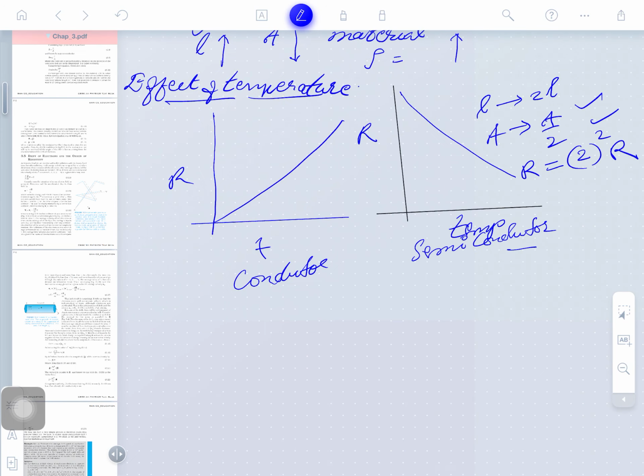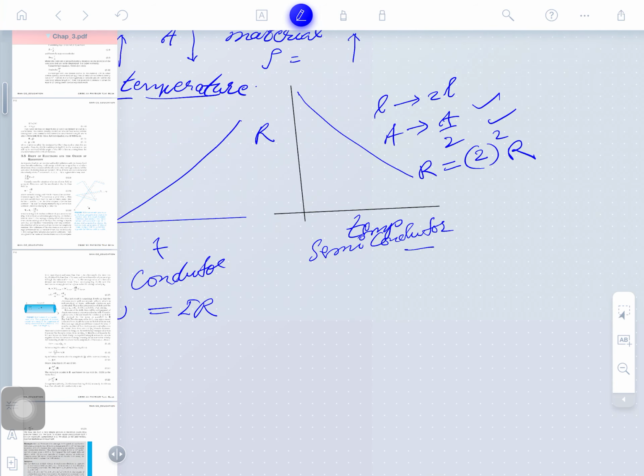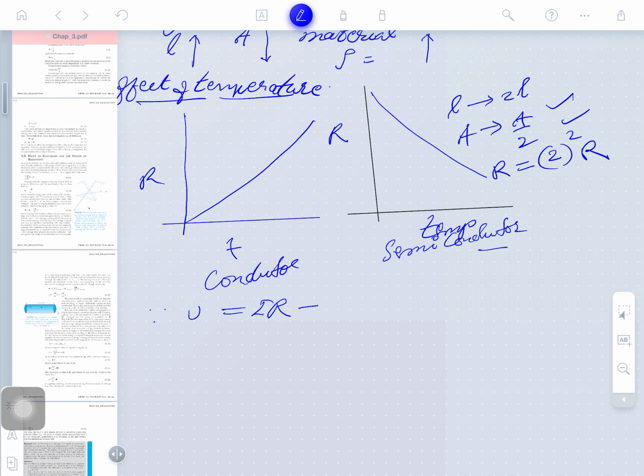Further, a combined formula can be discussed here. By Ohm's law, V is equal to I R. In place of R we can write rho L by A. So I by A is the current per unit area, and it is called J, rho and L. It is known as the current density, meaning how much current there is per unit area. This is called current density.